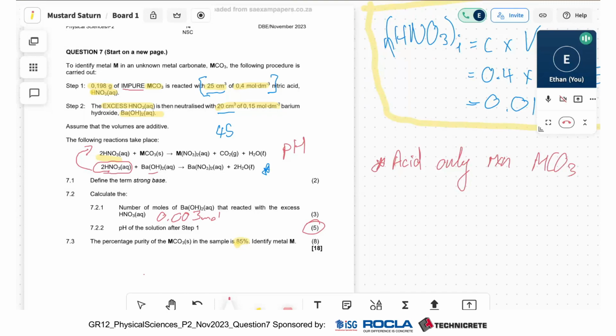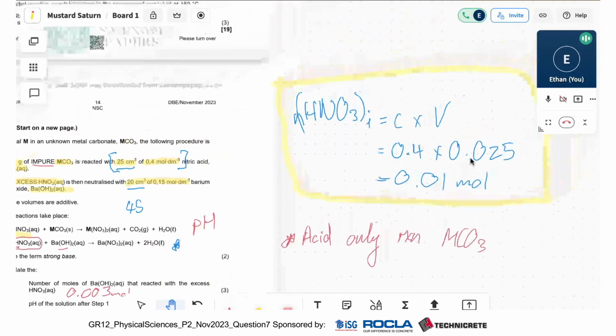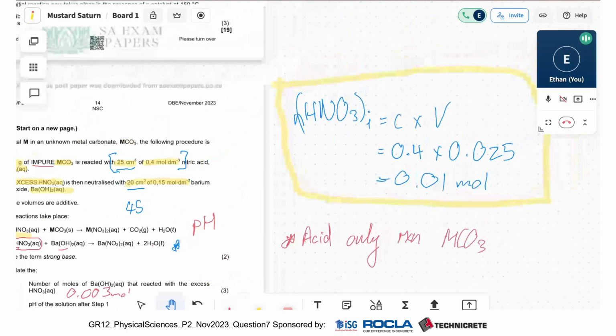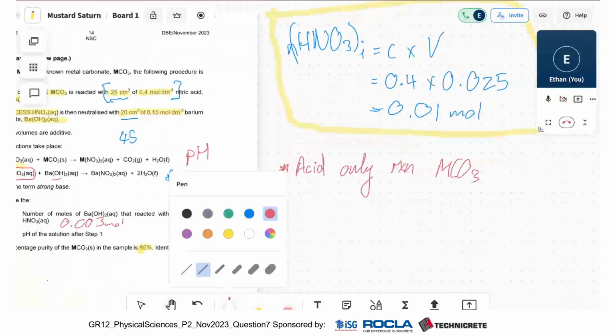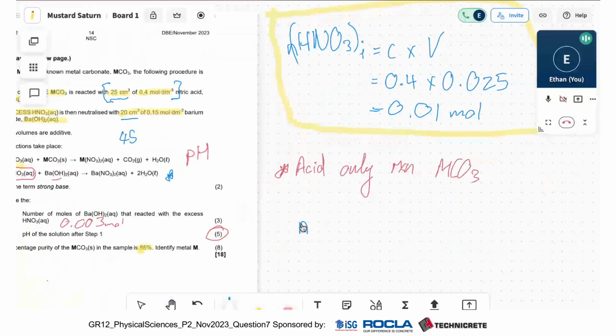Okay, so step one is basically what I had done previously, which is calculate the amount of HNO3 initially. So the amount of moles of acid that we start with, which is 0.01 moles. Next, we need to figure out how much acid actually reacts. And this is simple.